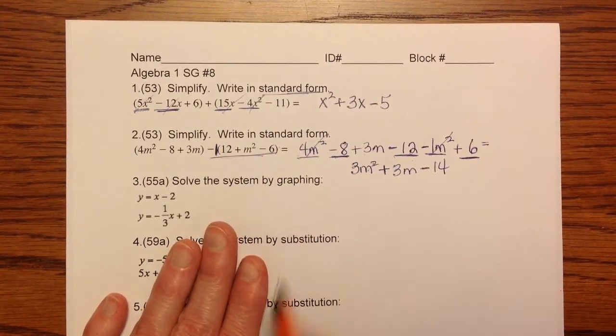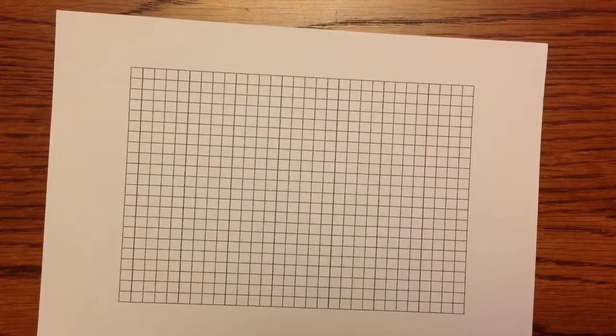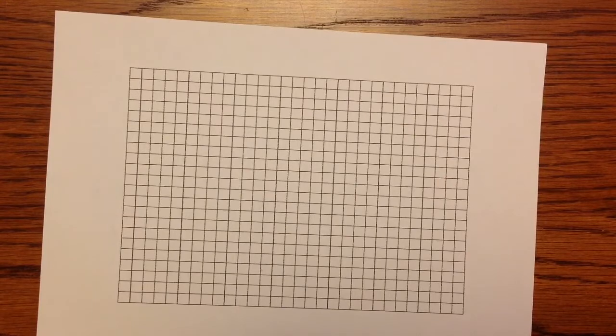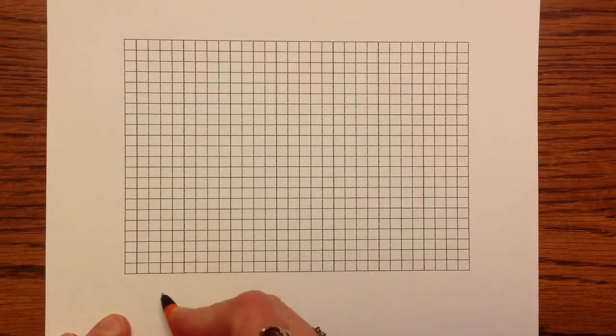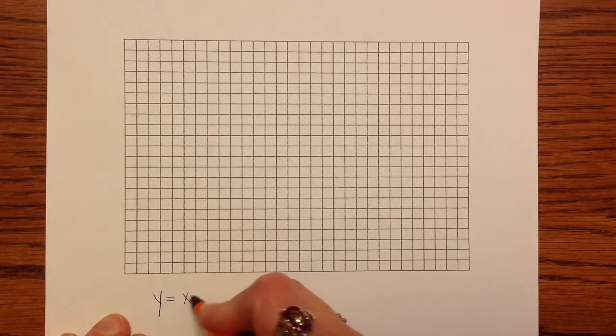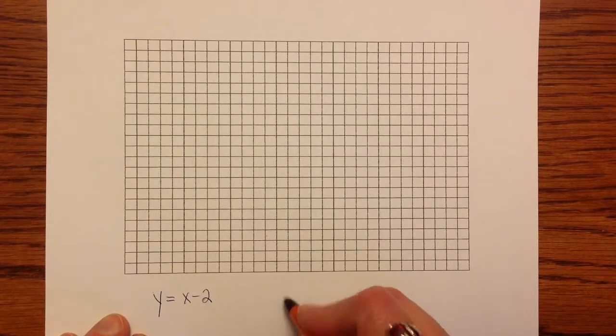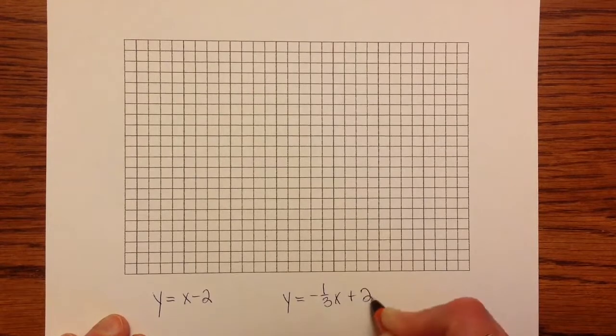Solve the system by graphing. I need to find some graph paper. I didn't have any graph paper, so I just printed me a sheet. Number 3, and I tell you what, let me write them right here so we can see what we're doing. I've got y equals x minus 2, and I've got y equals negative 1/3 x plus 2.